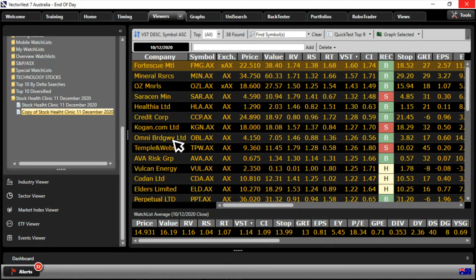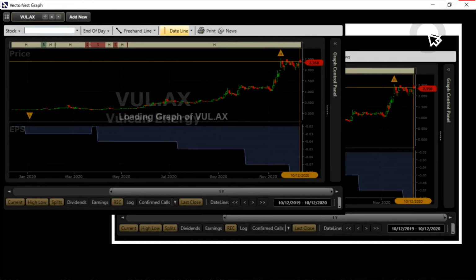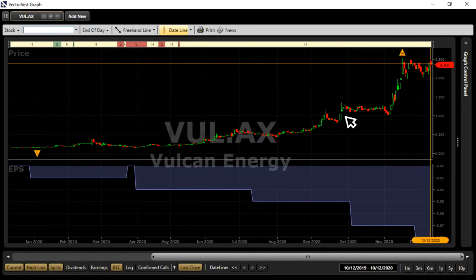So what I'm going to do here is sort all of these companies by this indicator here called relative timing. All right, relative timing. Relative timing is looking at our short-term price momentum. So let me demonstrate. Vulcan Energy. Graph this one here. You'll see a common theme here in Australia. We've got a lot of energy companies.